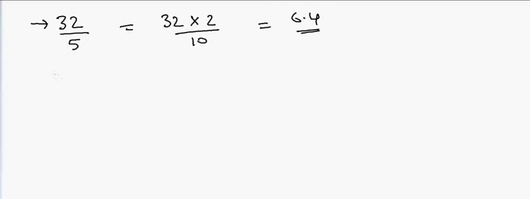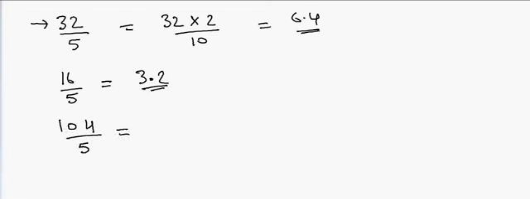Another example: suppose I have 16, I want to divide by 5. So the answer is 2 times 16 is 32, and then put a decimal here. So that's your answer. Again, if I have 104, I want to divide by 5. So what would be the answer? 2 times 104 is 208, then a decimal here. That's your answer.